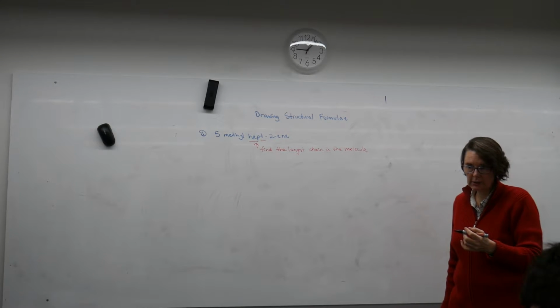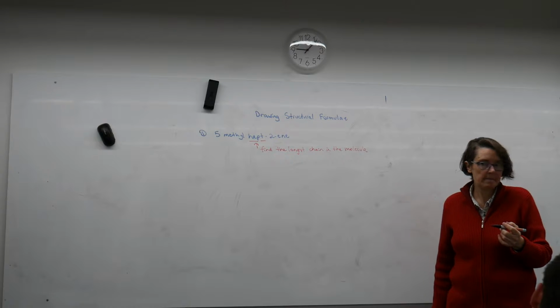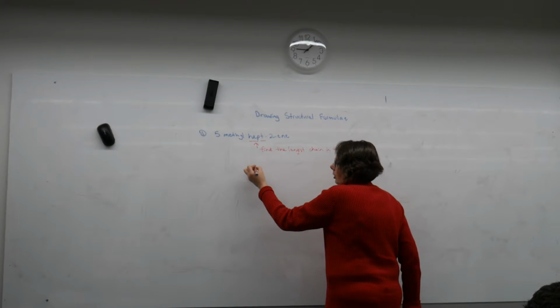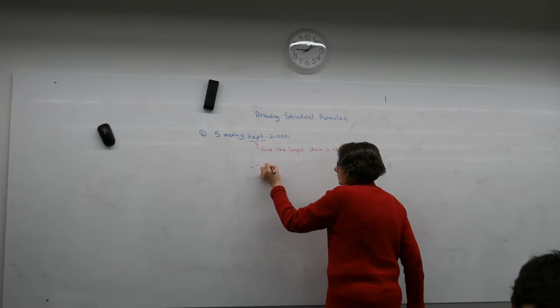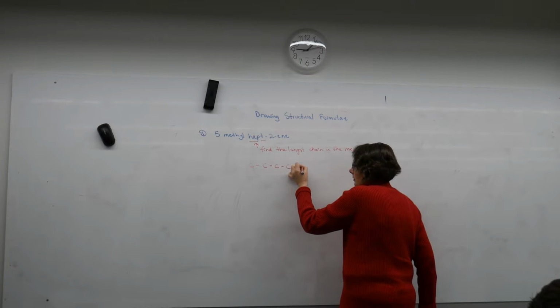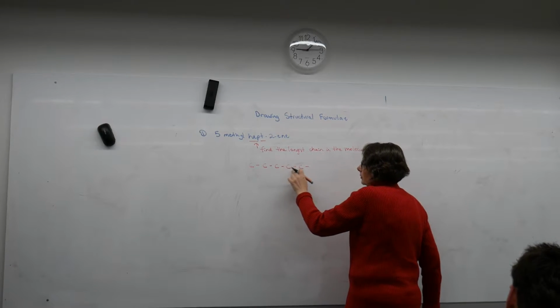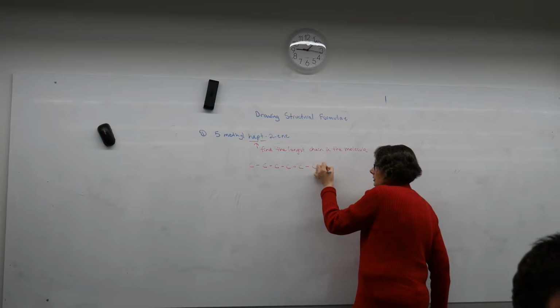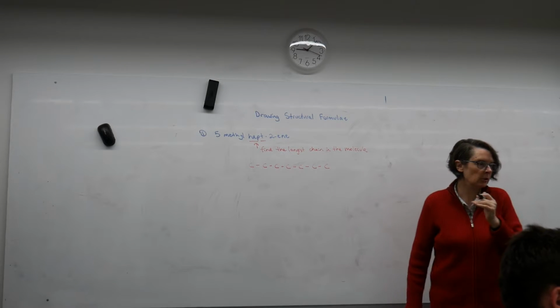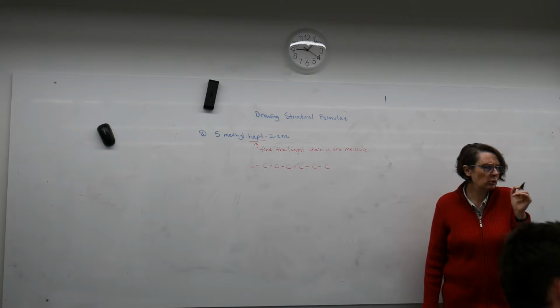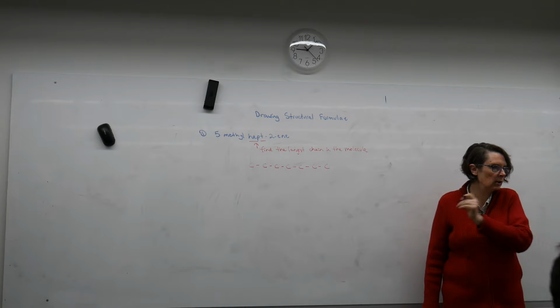How many carbons is that? 7. So I'm going to just 1, 2, 3, 4, 5, 6, 7. So I'm just going to draw out my chain of 7. I looked to make sure there was no cyclo there, so I know it's a straight chain.